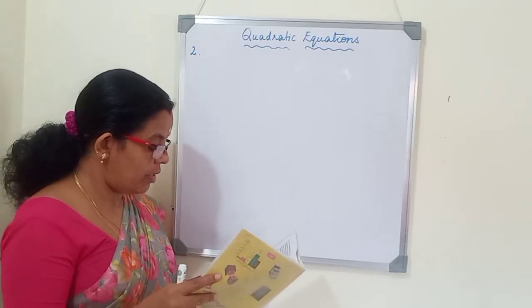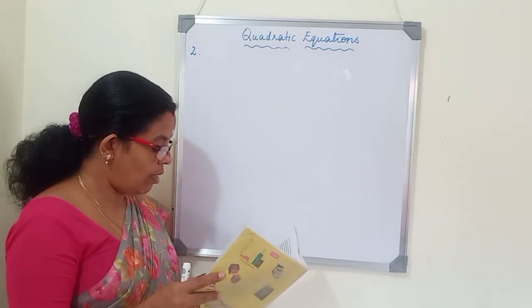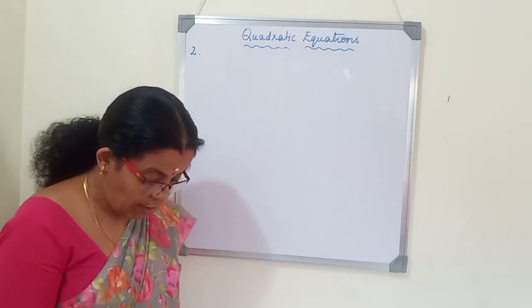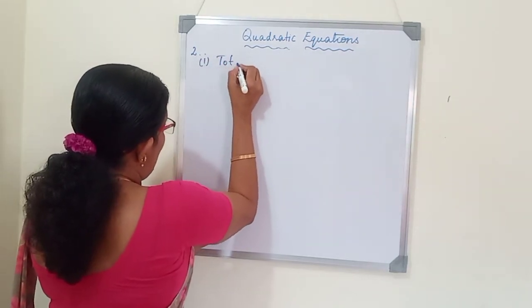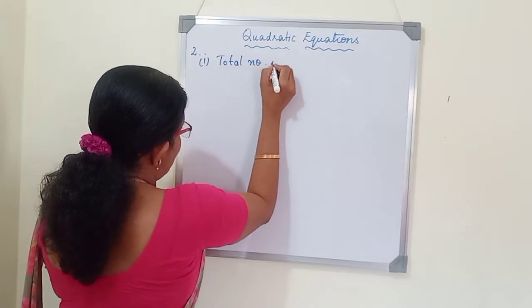So John and Jeevanti together have 45 marbles. So total number of marbles. First question. Total number of marbles.